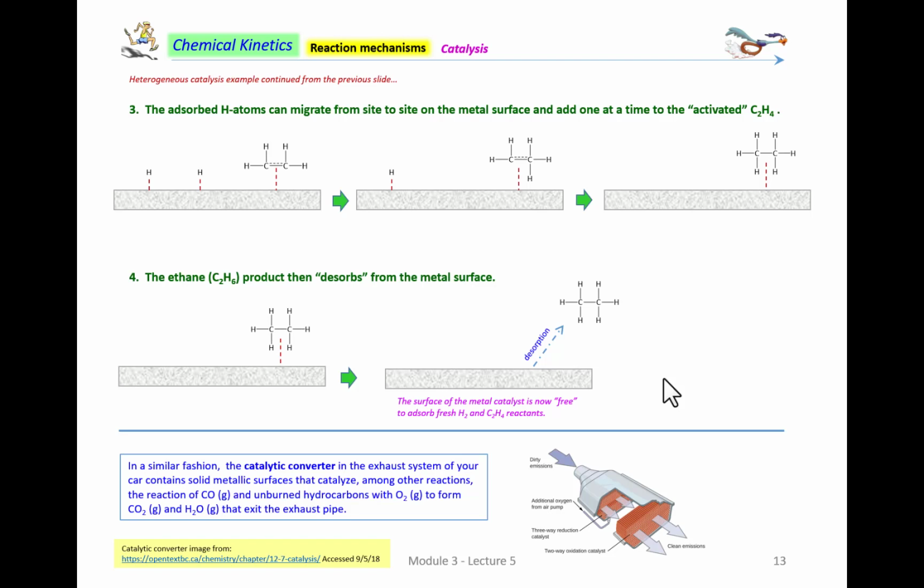Now, in a similar fashion, the catalytic converter in your car contains solid metal particles that catalyze, among other reactions, the reaction of carbon monoxide and unburned hydrocarbons with oxygen to form carbon dioxide and water that exit from the exhaust gas. So these reactions that are occurring on the surface of metal particles in your catalytic converter are also an example of heterogeneous catalysis.